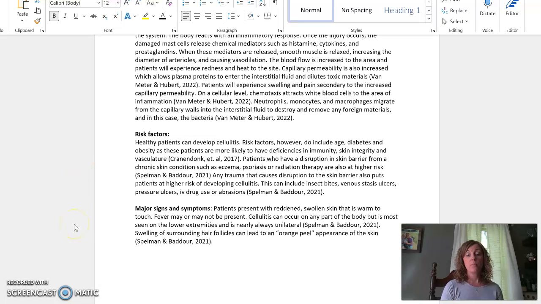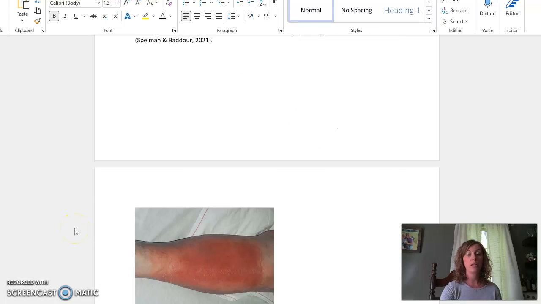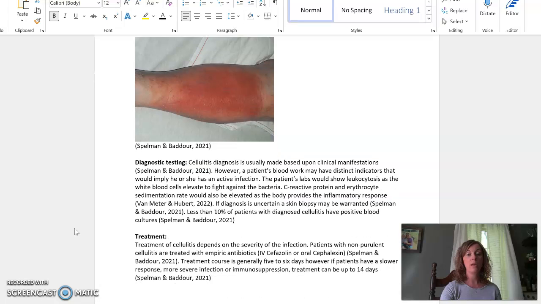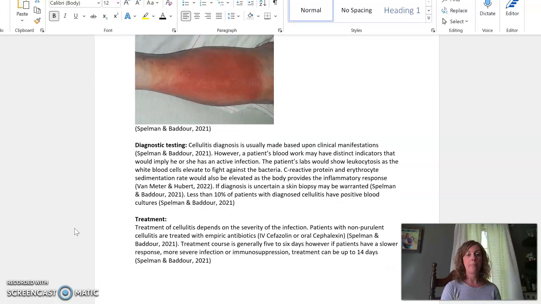Major signs and symptoms, as I had mentioned before, are reddened skin that's swollen and warm to touch. Patients may or may not have a fever. Cellulitis can occur on any part of the body, but as I mentioned, is most seen on the lower extremities and is nearly always unilateral. Another defining symptom is swelling of the surrounding hair follicles, which leads to an orange peel appearance of the skin. And here I have a picture where you can see that angry, red, swollen skin.